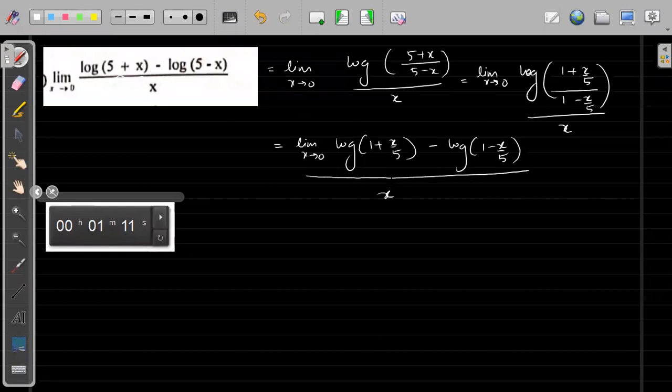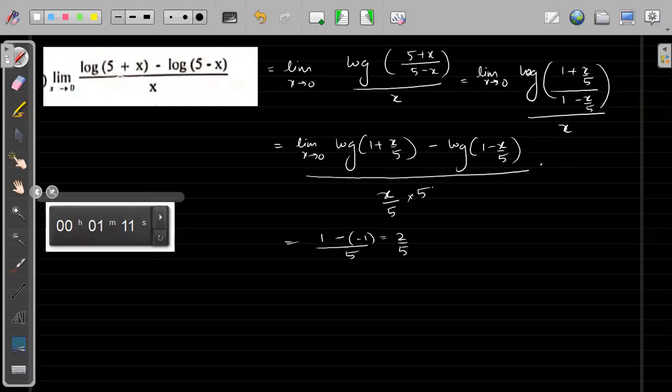Now x by 5 is here, so I can multiply by 5 and divide by 5. I am dividing by 5, so I can multiply by 5. Now if I take these separately, the first will become plus 1 and the second will become minus 1. So minus of minus 1, divided by 5, this becomes 2 by 5.